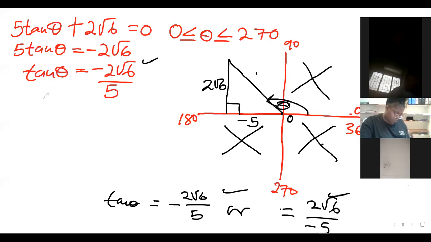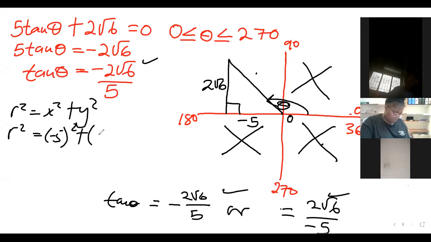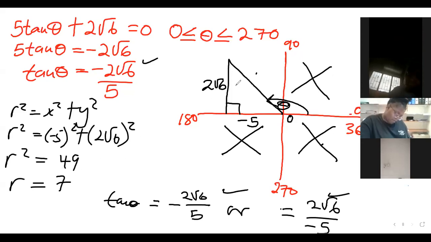Pythagoras. R squared is equal to x squared plus y squared. R squared is equal to negative 5 squared plus 2 root 6 squared. So R squared is equal to 49. R is equal to positive 7. It's not plus or minus because we know the hypotenuse is positive.